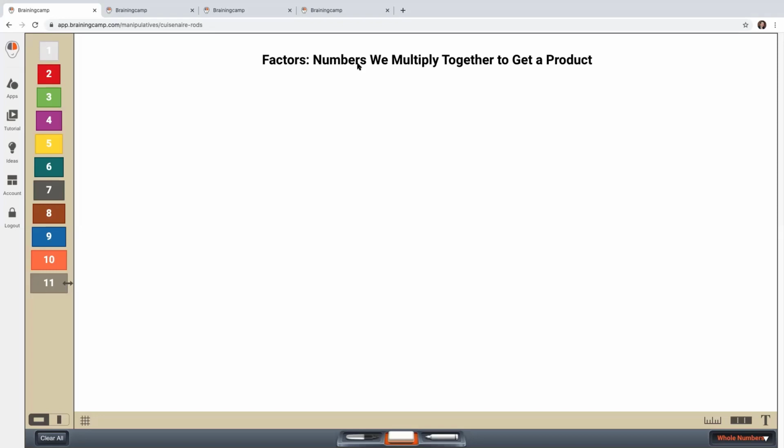So factors are numbers we multiply together to get a product. Let me give you an example. Let's say we have 8 times 3. And 8 times 3 equals 24. The 8 is a factor. And the 3 is also a factor. And the 24 is a product.